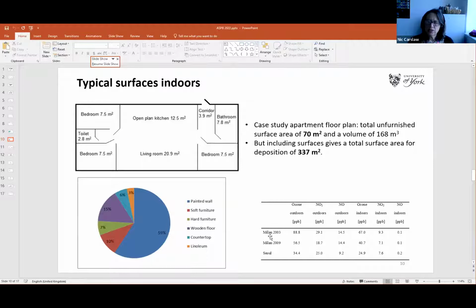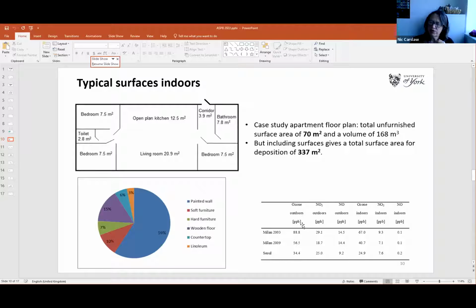So we then looked at some different outdoor air concentrations. The reason for that is that a lot of the indoor concentrations of ozone and NOx, NO2 and NO at least, are driven by what's going on outdoors. So that's where that comes from. When you open doors and windows, we get these outdoor pollutants inside.